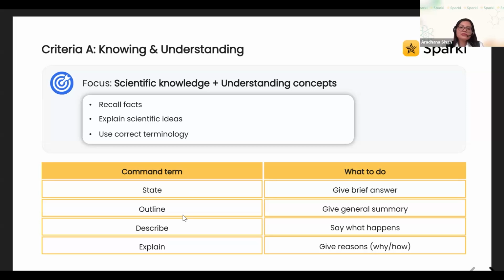Outline. If the command term is saying outline, it means you have to give a general summary related to that. For example, if the situation is given like force acting on a body is increasing and the body is moving with a constant acceleration, outline the final velocity of the object. Just think about this situation. Force is increasing and body is accelerating. What will be the final velocity? Would it increase or decrease? What is the general summary for this?